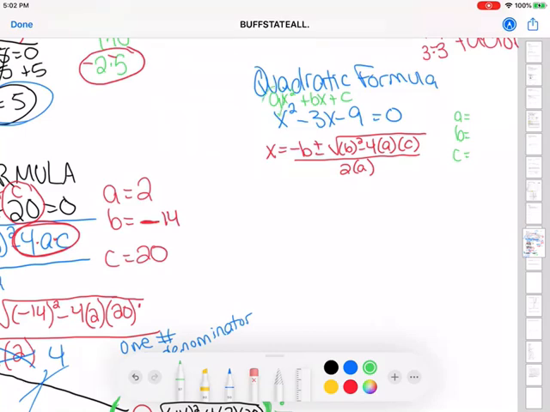So remember, A is the number in front of x squared, which in this case is a 1. B is the number in front of x, which for this one is a negative 3. Make sure you don't miss those negatives. It could make or break your problem. And then C is the number that's by itself right here, which again is a negative. This one's a negative 9.